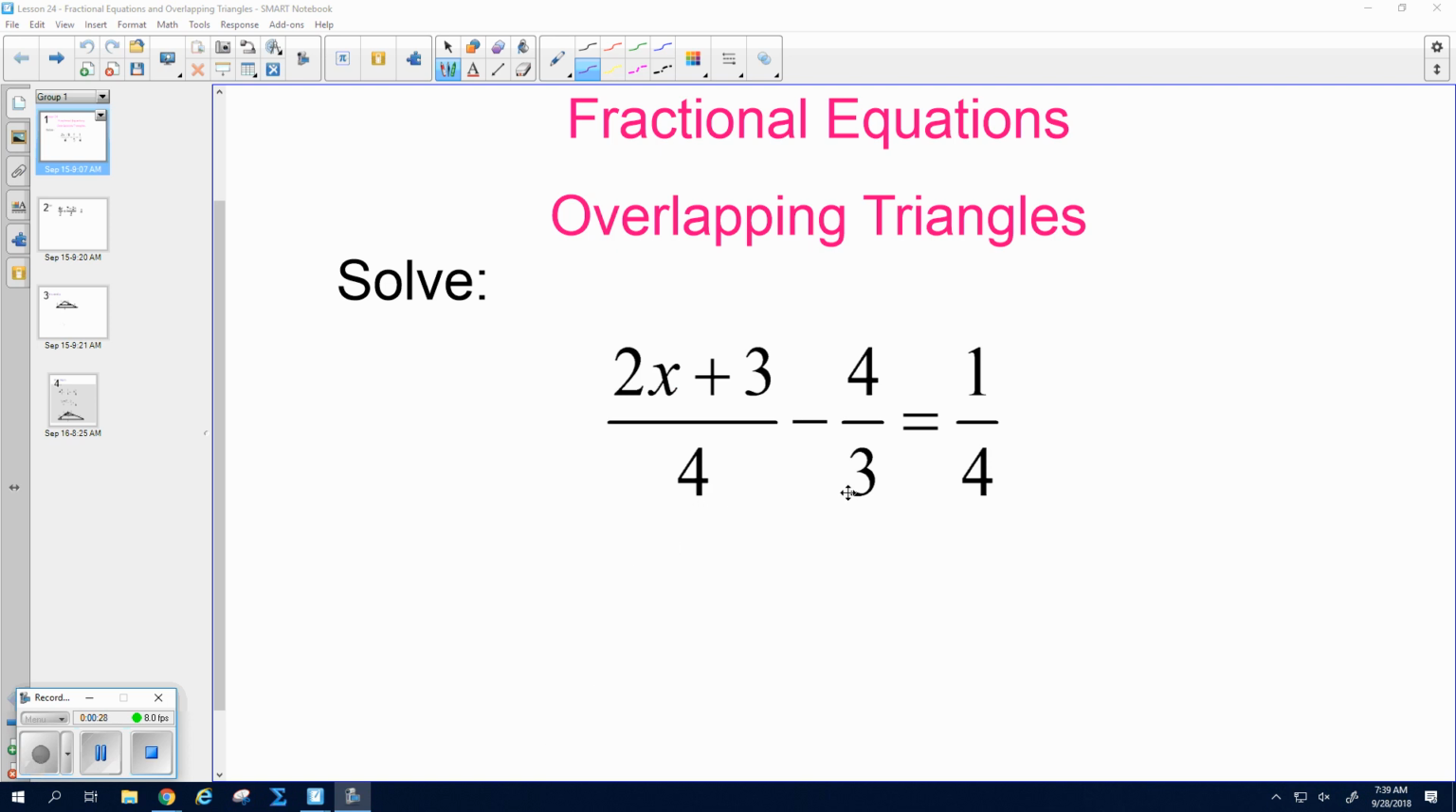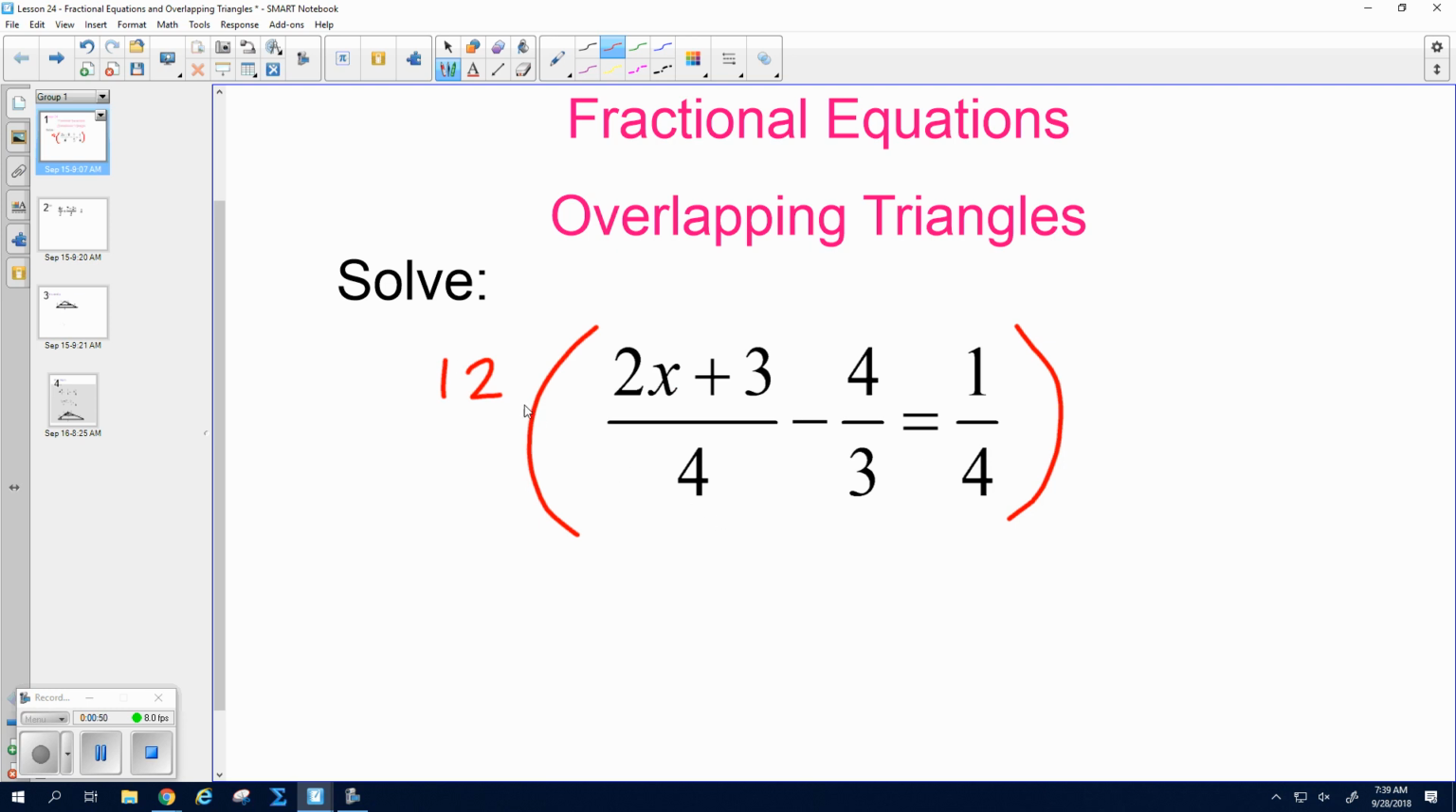We've got a 4, a 3, and a 4. And you want to find the common denominator, or the smallest number they all divide into. So what is that? That is 12. And so I'm going to multiply this entire thing by 12. Or you can write a 12 next to every single one of these. Okay? Divide first, and then multiply.